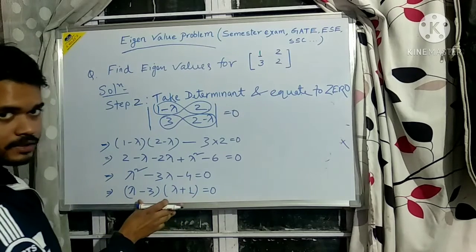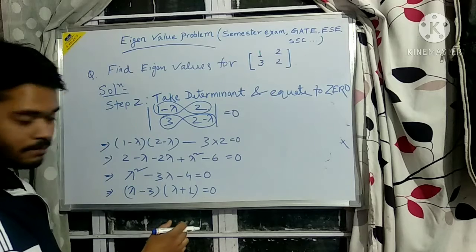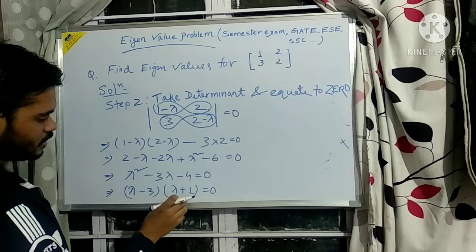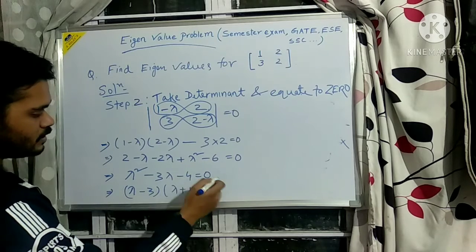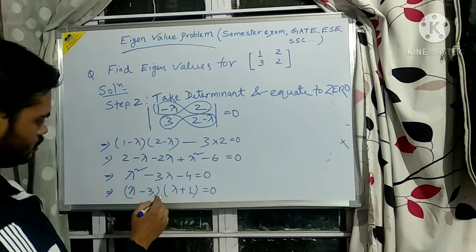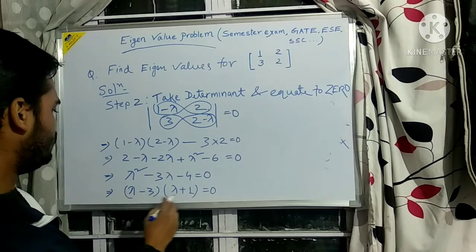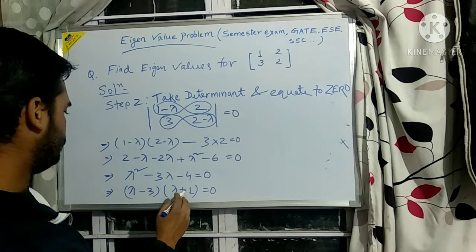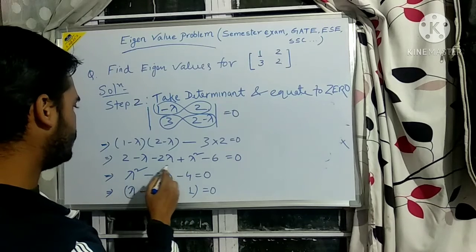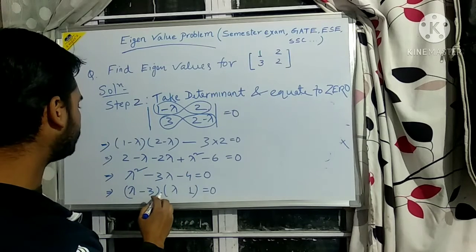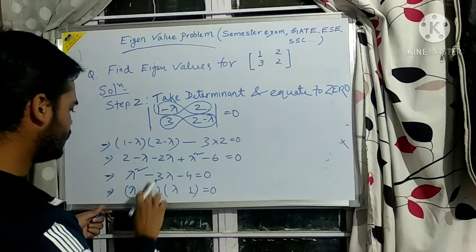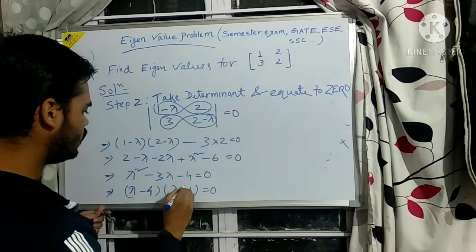Why am I doing it like this? Because we are going to find the values of lambda. If I cross-check, multiplying lambda minus 3 into lambda plus 1, you will get this equation: lambda square minus 3 lambda plus lambda, which is minus 3 lambda square plus lambda. Okay, I think this will be minus lambda square minus 3 lambda minus 6. If I take this minus common, then it will be simply minus lambda minus 4 lambda plus 1.